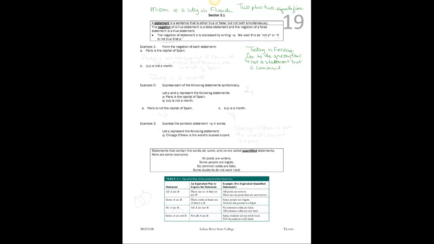But let's look at example 1. Form the negation of each statement. Paris is the capital of Spain. What would be the negation? Now, the negation of statement p is expressed by writing this symbol, not p. Now, we're not going to use the variables just yet, but to represent the negation, either we can use the word not, or we can start off the statement with, it is not true that. So we can write the negation two ways.